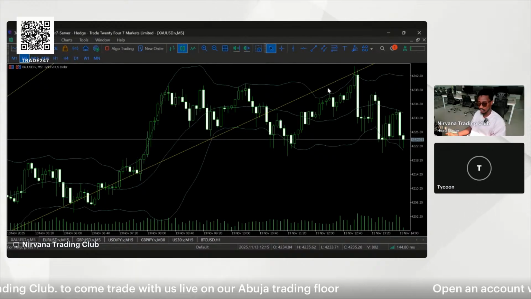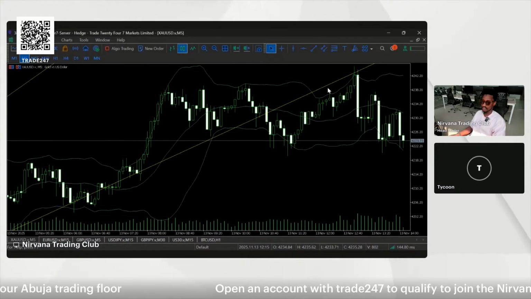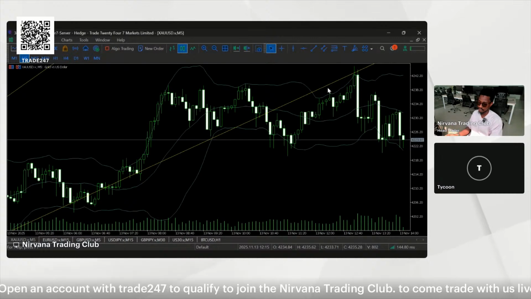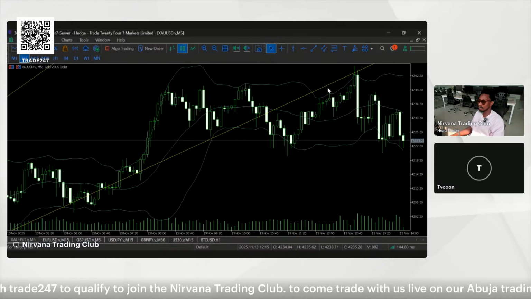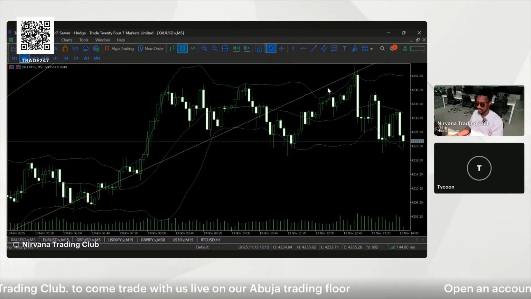So gold has been bullish all day. It's been bullish all day. So we can categorically say that this current move is more like a pullback or a retracement. We could get a bullish continuation later.